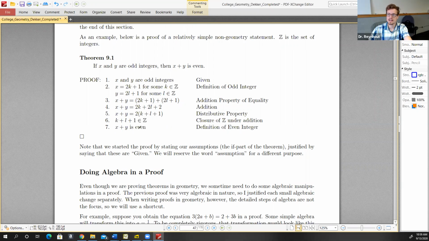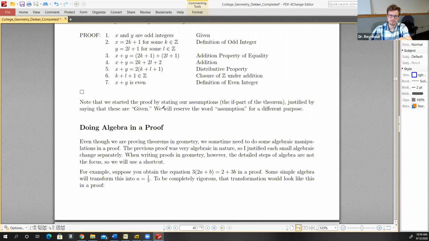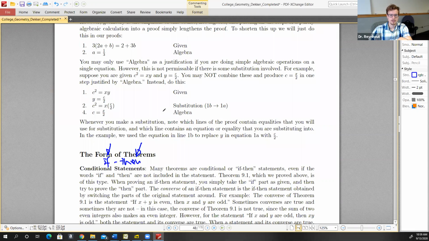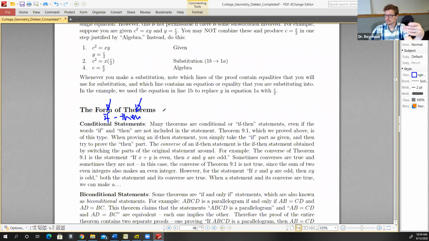And what connects those two things is a collection of assumptions, axioms, and previously proven theorems. So we make statements, and the justifications are the axioms, assumptions, and previously proven theorems.